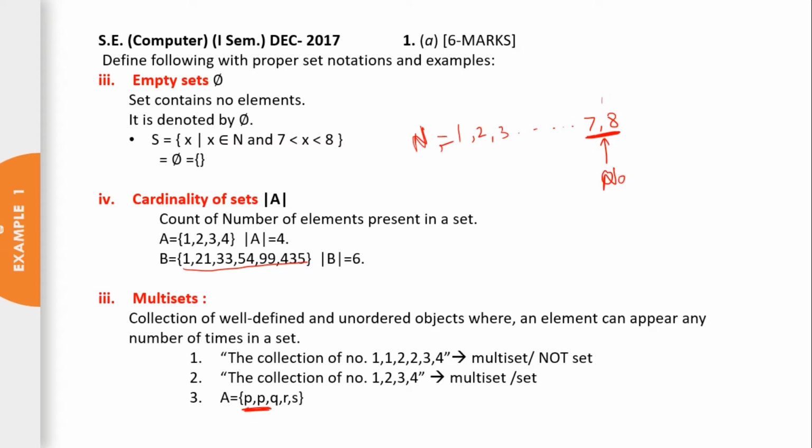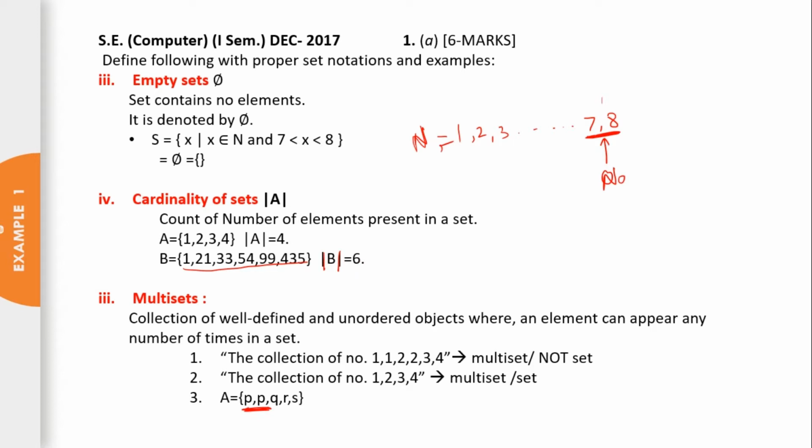Cardinality of a set. It is the count of the number of elements present in a set. A is equal to 1, 2, 3, 4. So 4 elements are there, and cardinality is 4. B has 6 elements: 1, 21, 33, 54, 99, 4, 35. So the cardinality of B, written as mod B, is equal to 6.